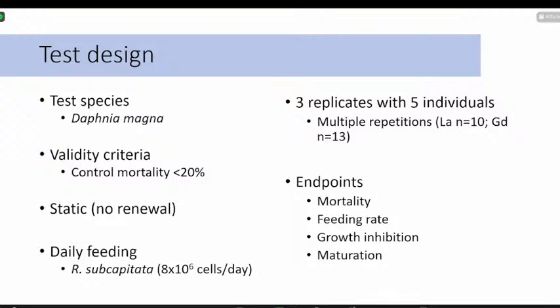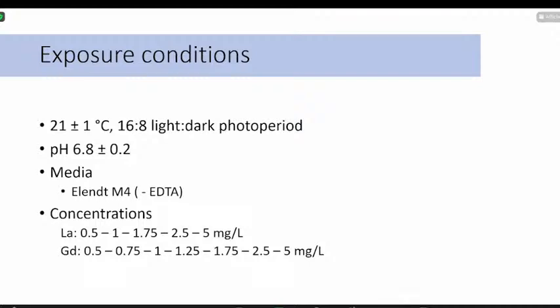The endpoints that we measured and that I will present are the mortality, the feeding rate, the growth inhibition, and the maturation of the Daphnids. Our exposure conditions were 21 degrees with a 16:8 light photoperiod. We fixed the pH to 6.8. We used the Elendt medium, which is also standard for the other tests, but we removed the EDTA. For lanthanum we used a minimum of 5 concentrations, and for gadolinium we used these plus 2 more concentrations, and I will explain later why.